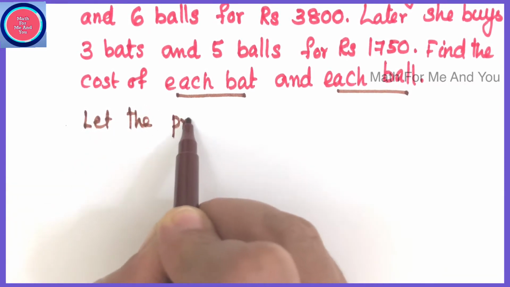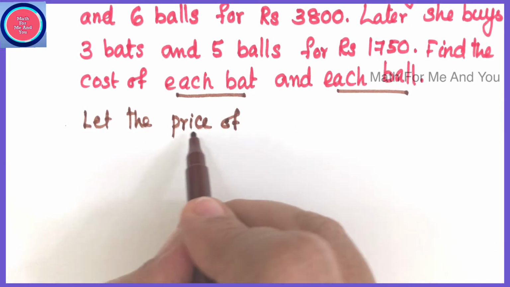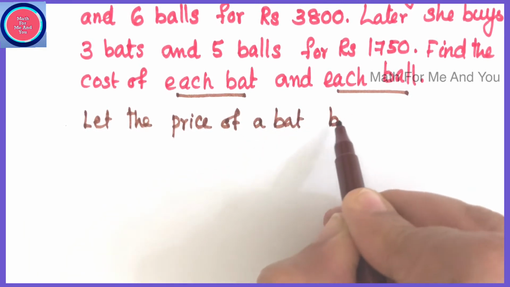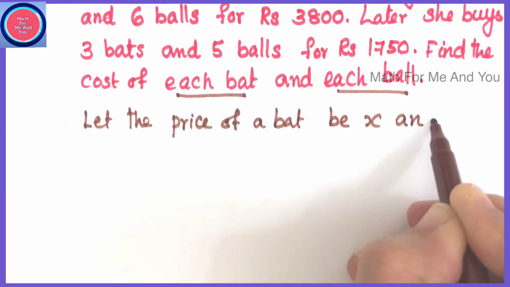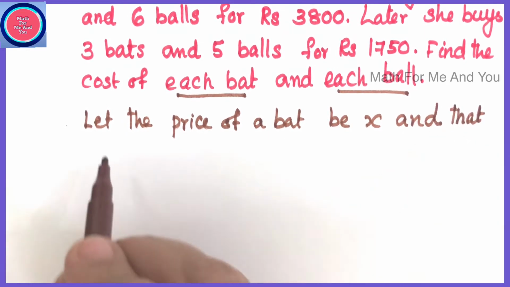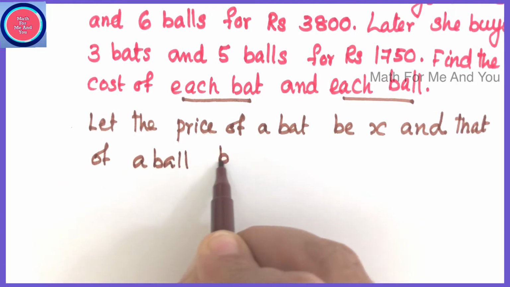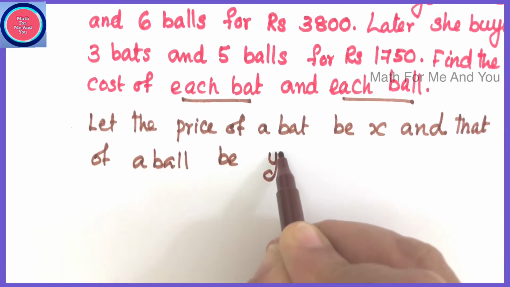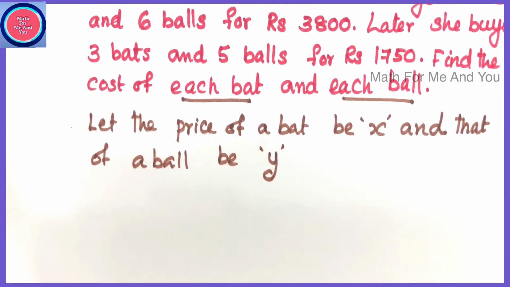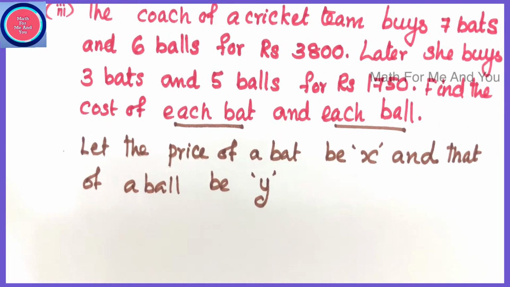So the price of a bat, let it be x, and the price of a ball, we could select that value as y. So we selected two variables, x and y. What next? We have to form the equations. Next we have to form two equations by using the given information. So how to find that? We read the sentence given here and then we can form the equation.